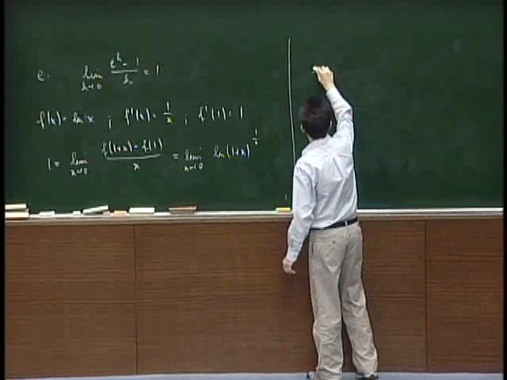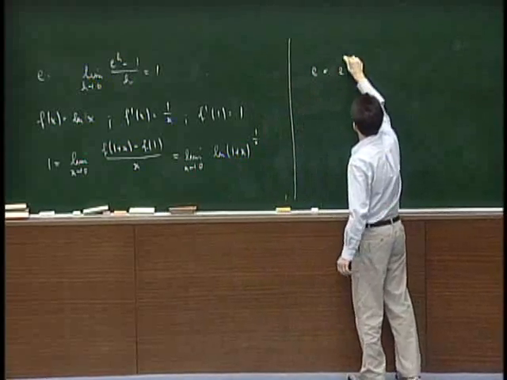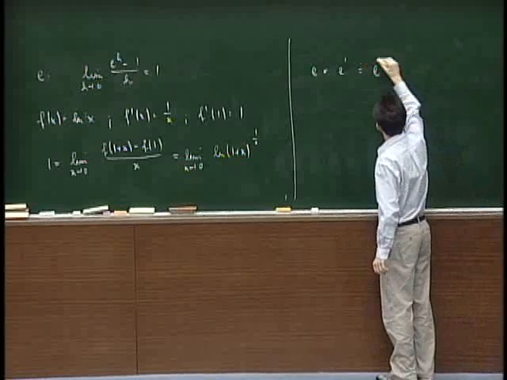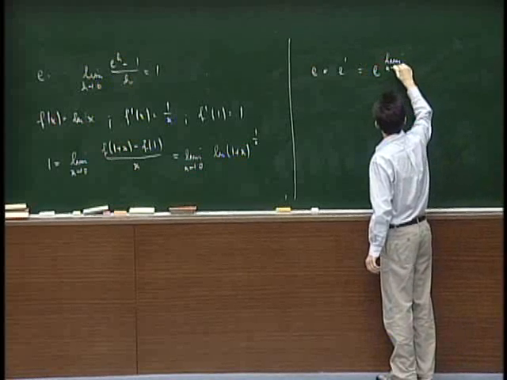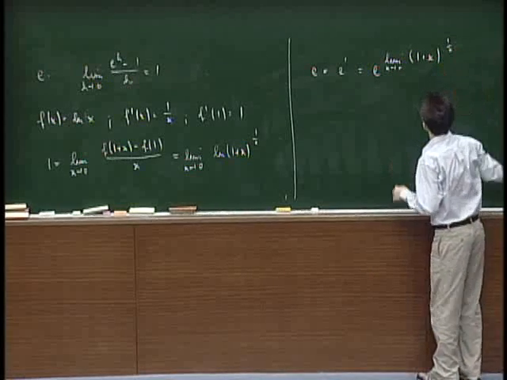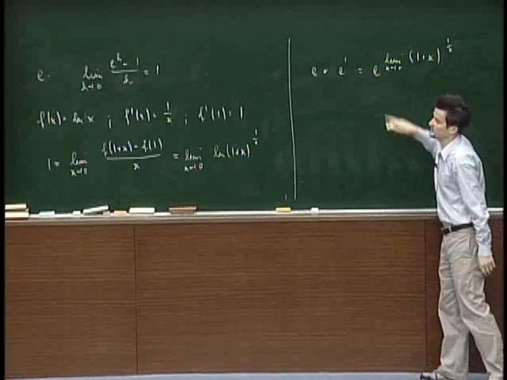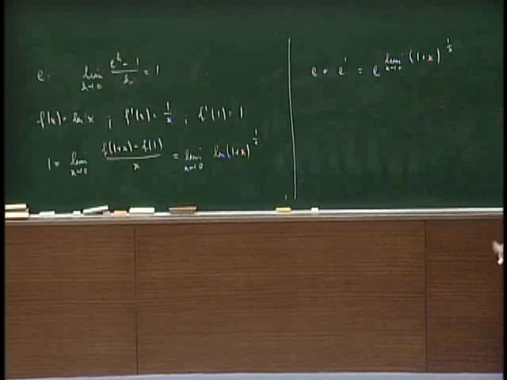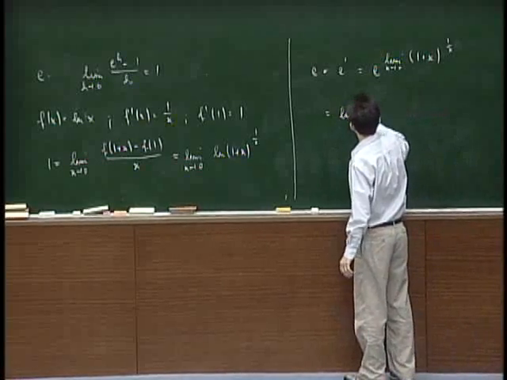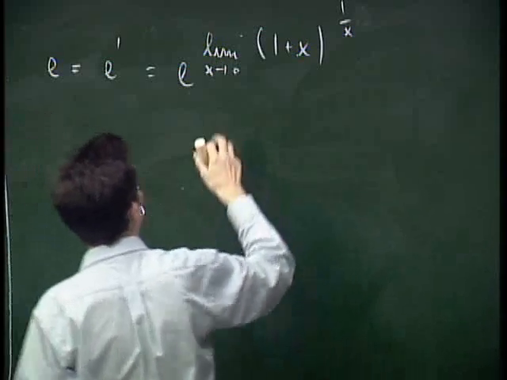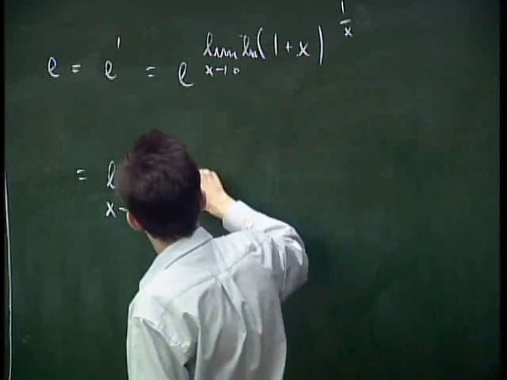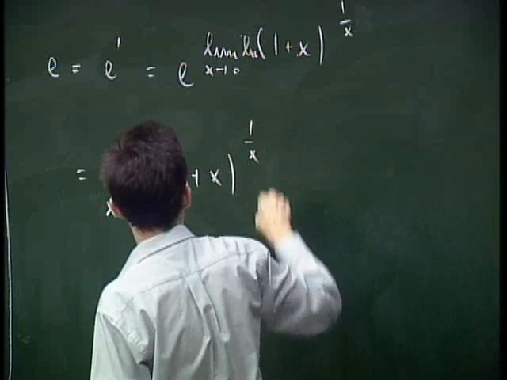Now you see that if you start with e, you can write e as e to the 1, and you just plug in what we have proved so far. So 1 is equal to the limit as x tends to 0 of (1 plus x) to the 1 over x. And now we know that the exponential function is continuous, so we can take out the limit. So this is equal to the limit as x tends to 0 of, sorry, here's the ln, e to the ln of (1 plus x) to the 1 over x.